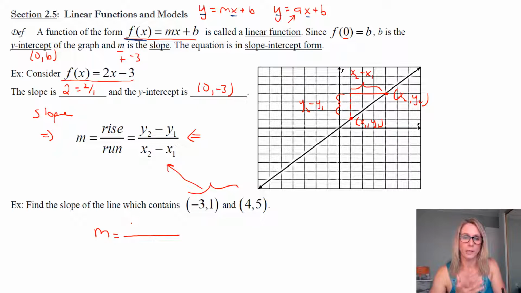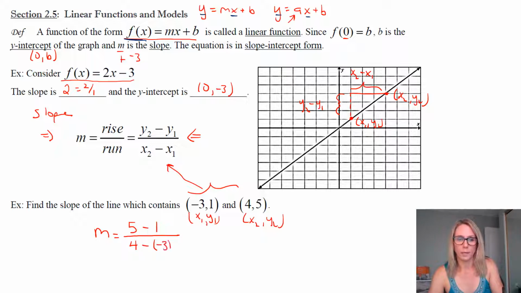Understand that I can actually choose either point to be (x1, y1) or (x2, y2). I will go with this one as (x1, y1) and this one as (x2, y2). So I have 5 minus 1 over 4 minus -3, and then I just simplify. I have 4 divided by 7, and literally that is it.